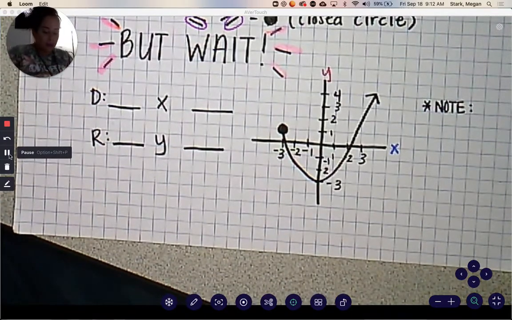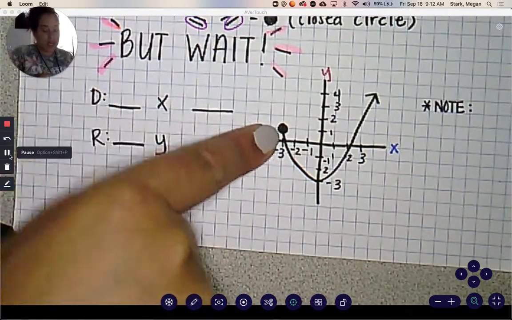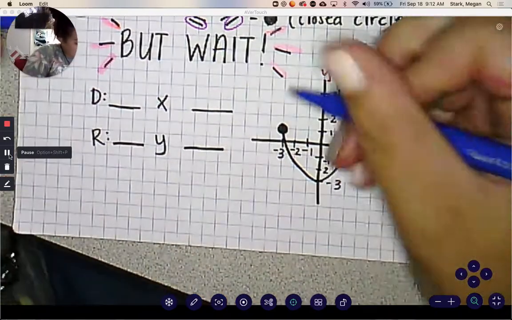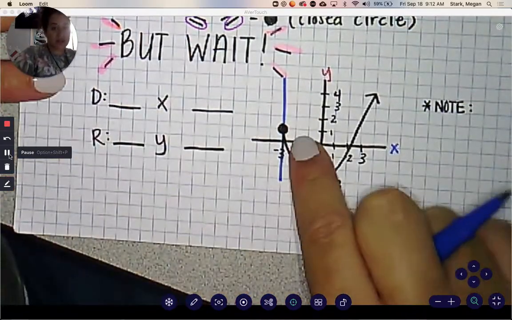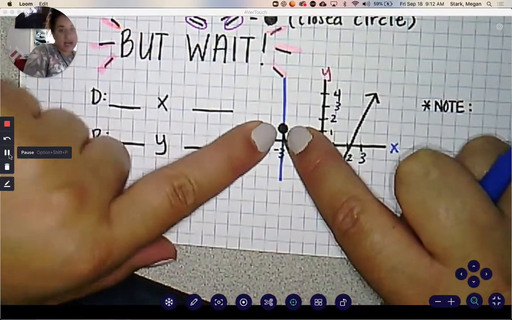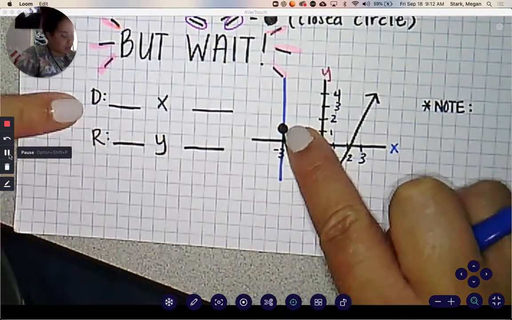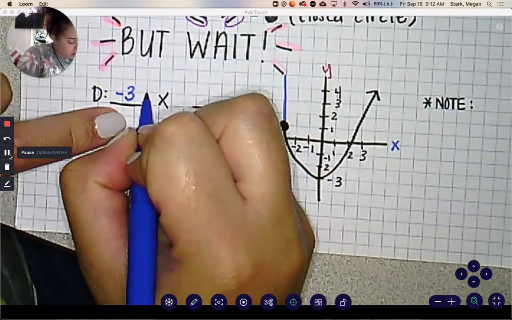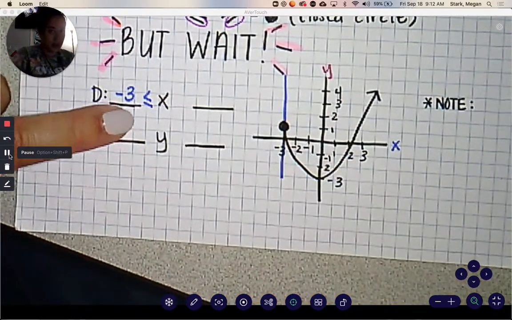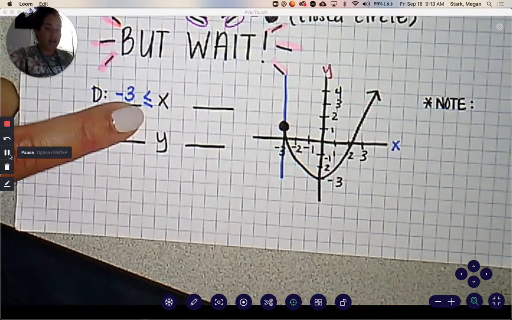Okay, so I think the very first thing I'm going to do is look at this. If I want to look at domain first, domain is left to right. So the domain is going to start at -3. This dot actually doesn't go any farther to the left. That's where it starts. So I know that domain is going to be -3, and because it's a closed circle, we're going to stick with a less than or equal to. Or greater than or equal to.